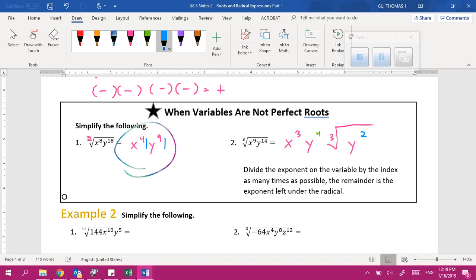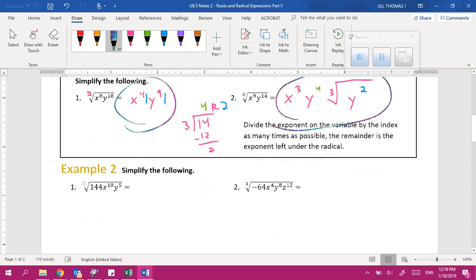Another way to see this is to go back to elementary math. Remember, before you learned how to get decimals in division, you did it like this. Look, 14 divided by 3. How many times does 3 go into 14? 4. 3 times 4 is 12. Remainder, 2. And then look at that. This 4 that we're able to divide comes outside as the root. The remainder stays on the inside. And that is it. So that is the concept of when variables are not a perfect root.